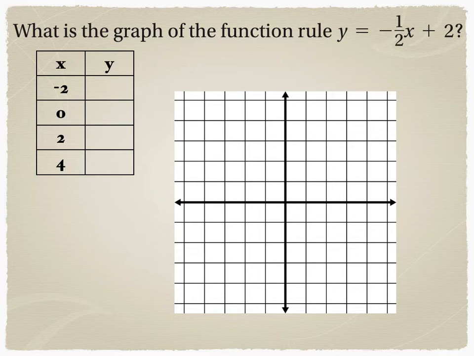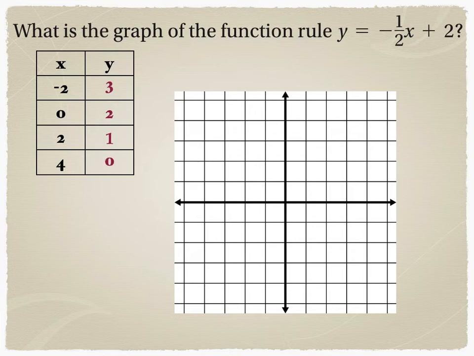When you plug in -2, you have -1/2 times -2, which would give you a +1, and +1 plus 2 is 3. 0 times anything is 0, and 0 plus 2 is 2. 2 times -1/2 would give you a -1, and -1 plus 2 is +1. And then when you plug in 4, 4 times -1/2 would give you a -2. -2 plus 2 is 0.